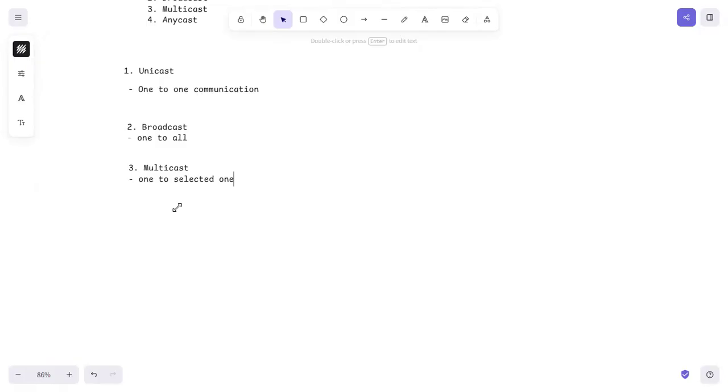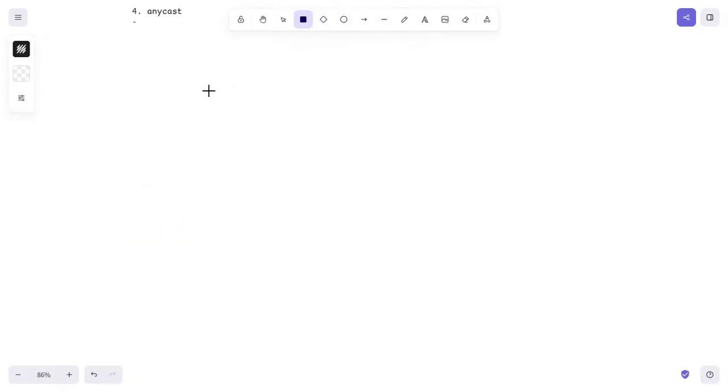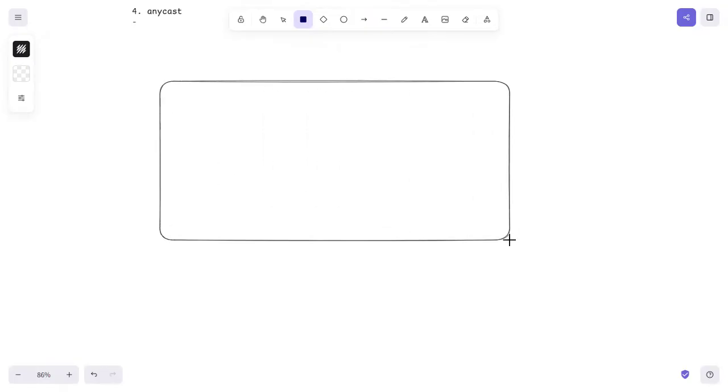Now the fourth one is Anycast. What is Anycast? You can consider Anycast as a message going to the nearest or quickest person who can help. Let's take a simple example.